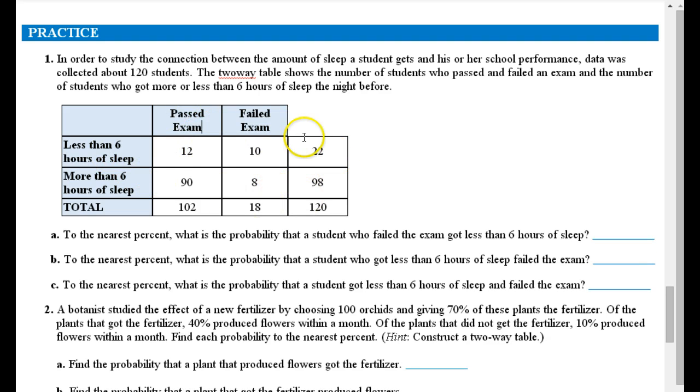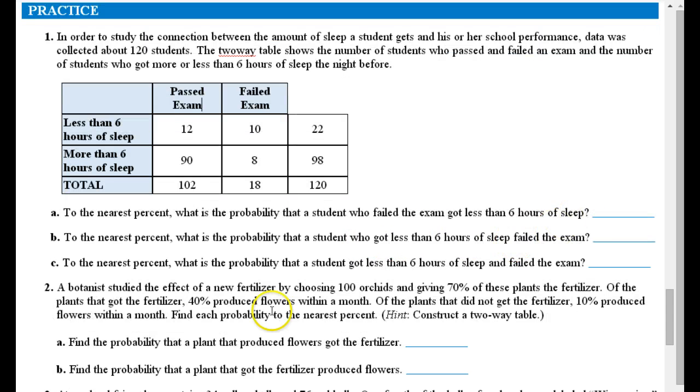So to the nearest percent, what is the probability that a student who failed the exam got less than 6 hours of sleep? It says a student who failed the exam, so this is our given. Notice the language that's used to indicate that it's given. So the given was a student who failed the exam, so we're only looking at the students who failed the exam. And now we're going to see the probability they got less than 6 hours.